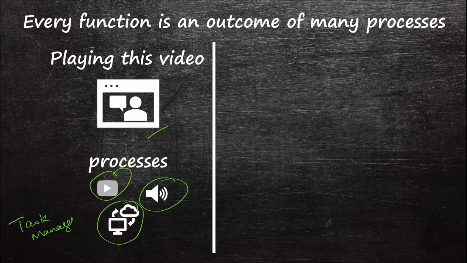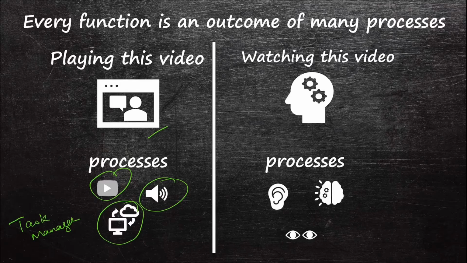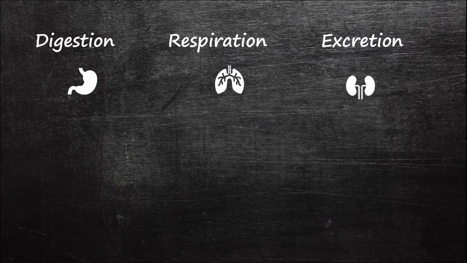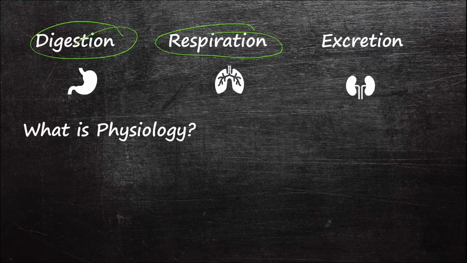Similarly, one of the functions performed by your body now is watching this video. This function is made possible by hundreds of underlying processes like visual transduction and processing, auditory transduction and processing, and comprehension, memory and so on. At any time, your body organs are performing so many functions like breathing, digestion and many more, and each function involves coordinated processes. The focus of human physiology is to understand these functions and the processes responsible for them.